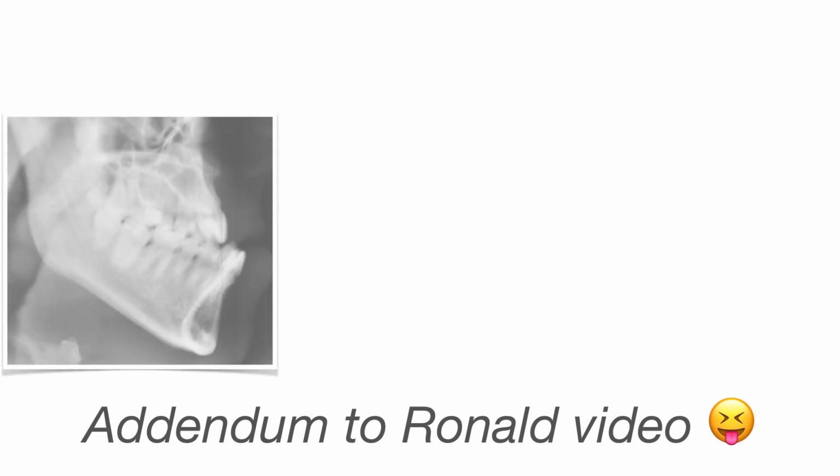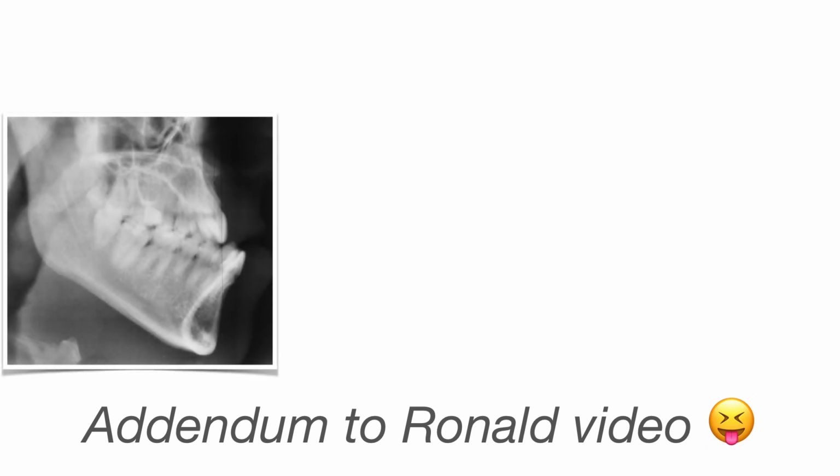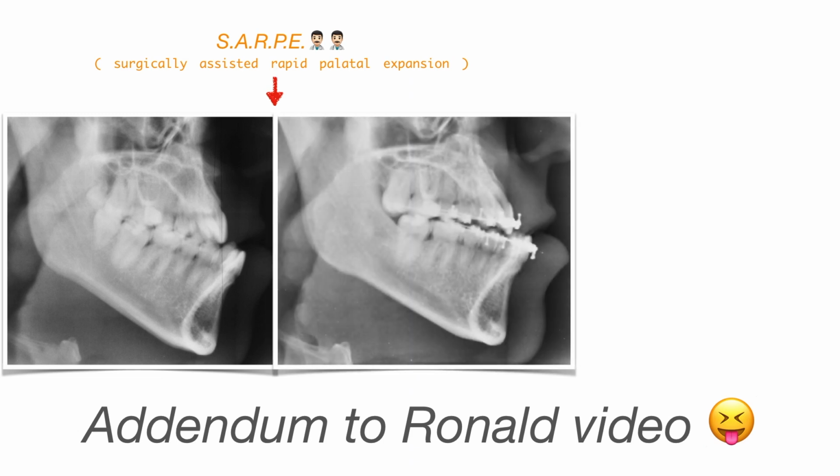Hi everyone, this is an addendum to the first Ronald video, just to look at the case from a different perspective. The first lateral radiograph is taken before the surgery and it shows a negative overjet. The second one was taken after the surgical expansion, but before the second surgery.